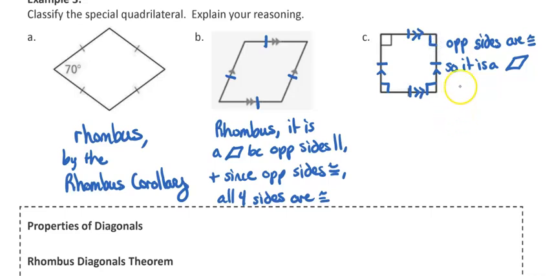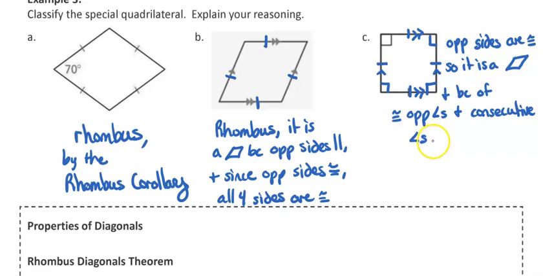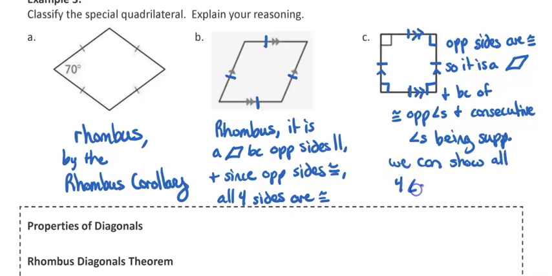All right, let's jot that down real quick. So we know it's a parallelogram. And because of congruent opposite angles and consecutive angles being supplementary, I'm going to abbreviate that, we can show all four angles equal 90 degrees. So now if we've shown that it equals 90 degrees in all four angles and that all four sides are congruent, that is enough to say that it is a square.